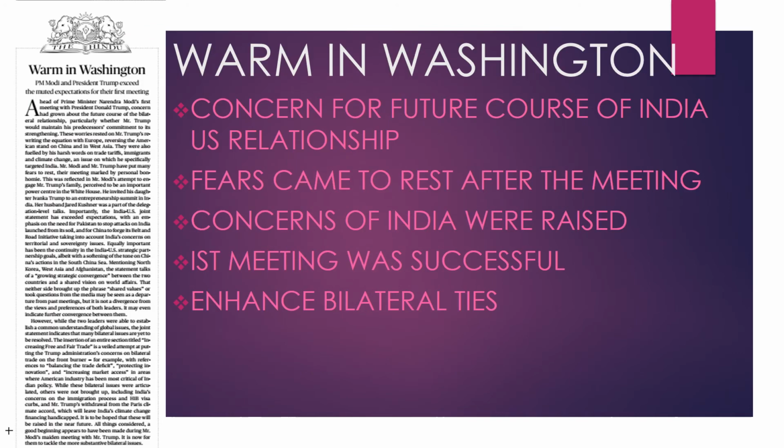So coming on to the article now, Warm in Washington. See, this article tries to say that before this meeting there was a rising tension. This rising tension was because of the actions of the Donald Trump government. It says that things were worrying for India because of Donald Trump's actions with respect to the trade tariff and immigrants, that is the H-1B visa issue, and with respect to climate change, that is USA withdrawing from the Paris climate change deal. So these sort of actions of the US government were worrying for India. There was concern about how the future course of the India-US relationship could be.